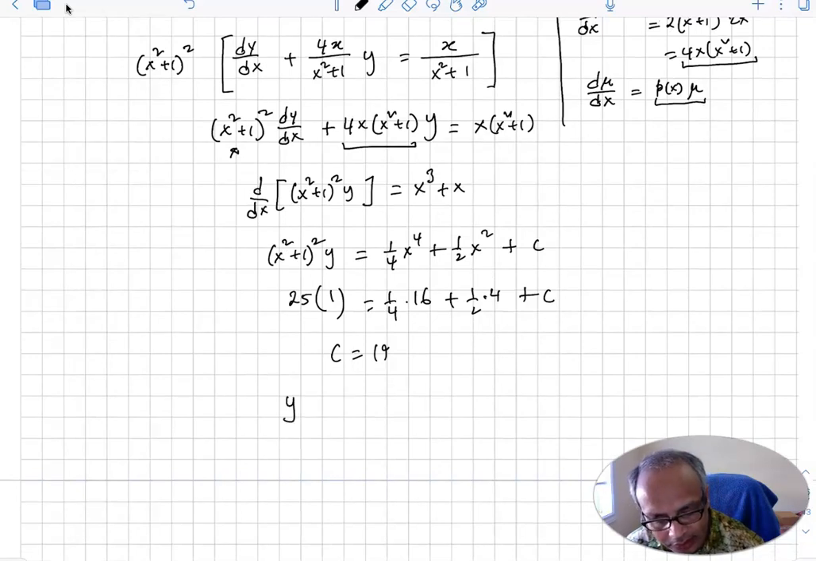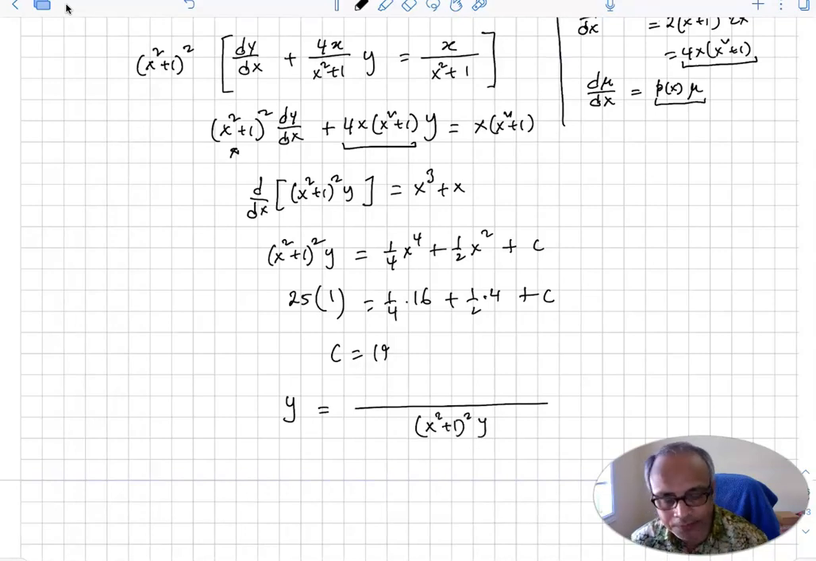And we can actually write down the solution explicitly in the form of y. Sorry, c is 19. Okay.